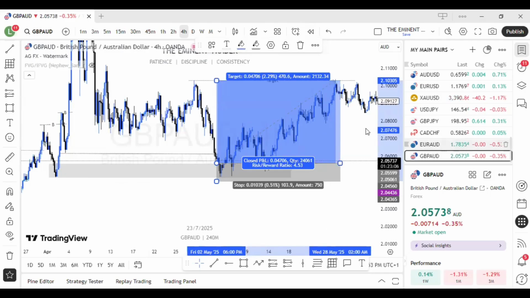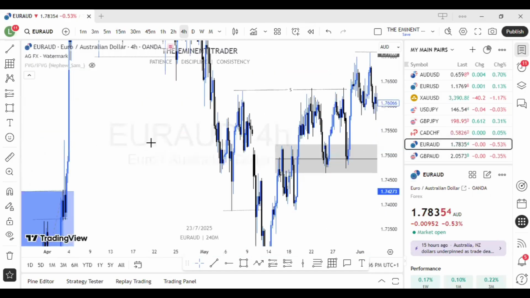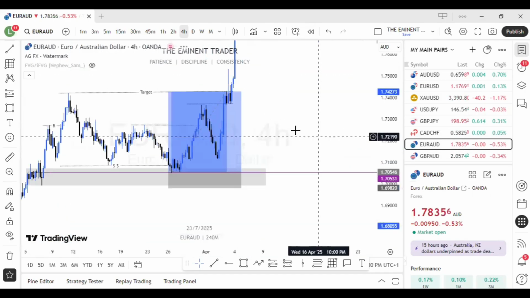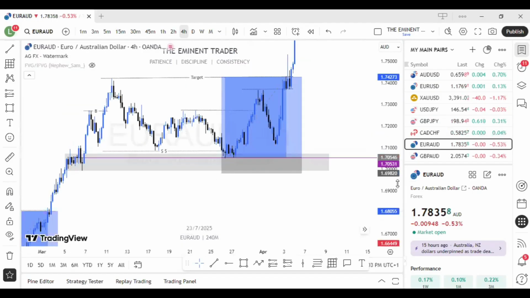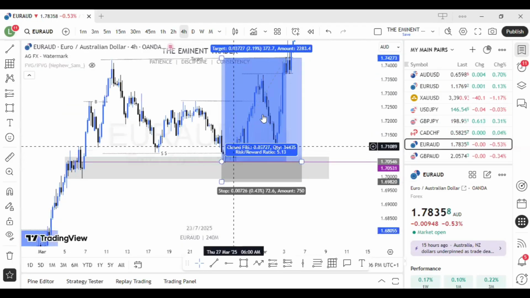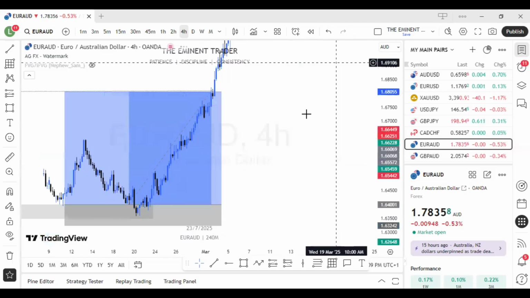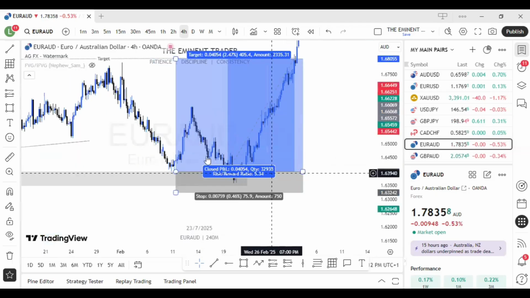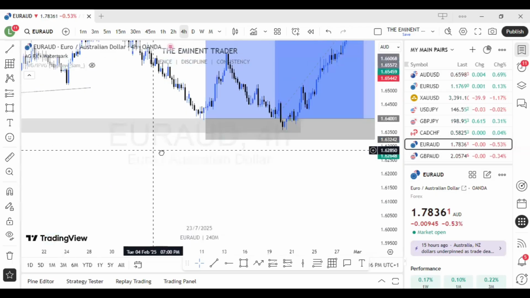If you go through the Euro AUD, you clearly see sharp rejection. See it. So once you notice that it gives a sharp rejection, just put your mind at rest. You can clearly see a sharp rejection. Once it does that, just put your mind at rest.